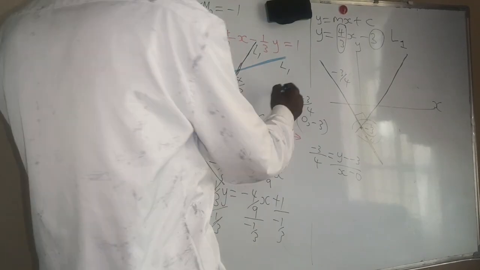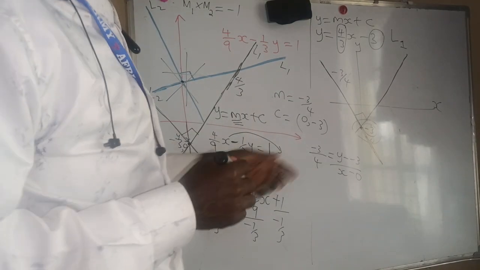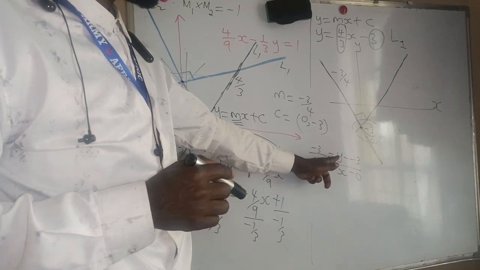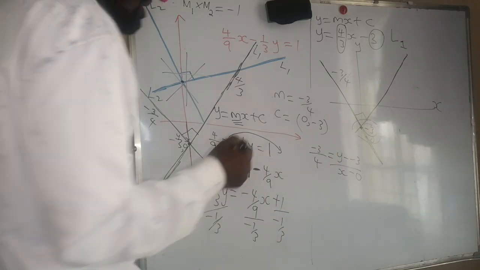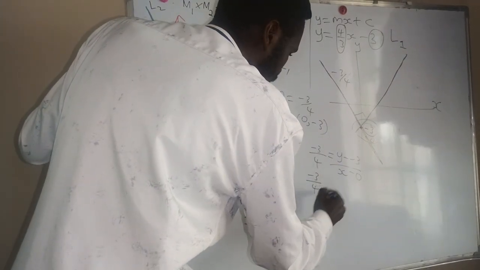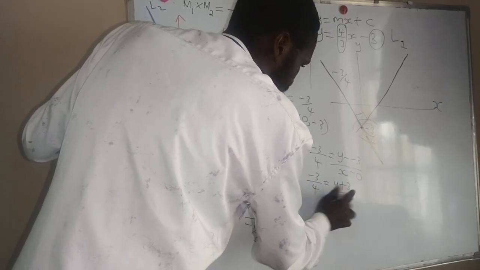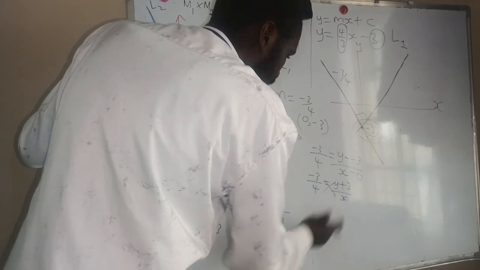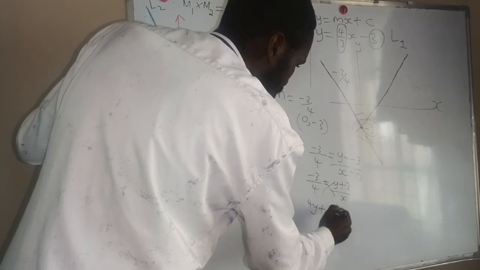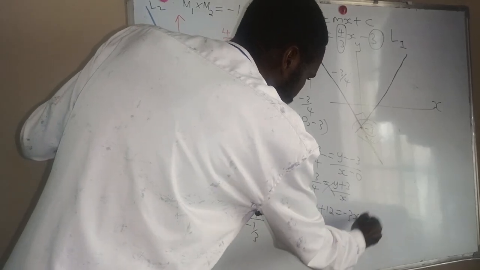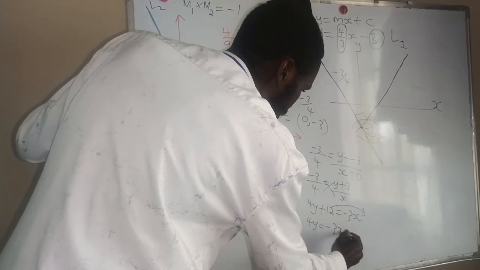Because I know the gradient is -3/4 and the coordinates are 0, -3. So once you have a gradient, which is m, and a pair of coordinates, you can get the equation of a straight line. Just say -3/4, the gradient, is equal to y minus the other y, -3, over x minus the other x, which is 0. So -3/4 is equal to y plus 3 over x. Let's cross multiply. We'll have 4 times y, that is 4y, plus 4 times 3, that is 12, equal to -3x. We'll take 12 to this side, so we shall be left with 4y is equal to -3x minus 12.